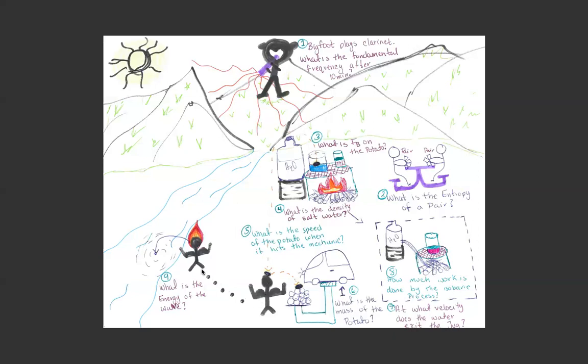So he runs off to the neighboring river or pond that is off to the side, and he jumps into the river. And now finally we want to know what is the energy of the wave or the ripple from him jumping into the water.